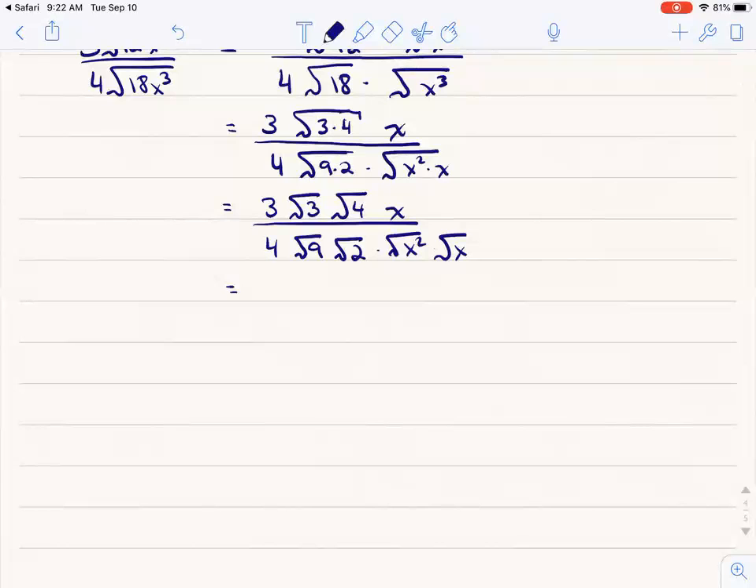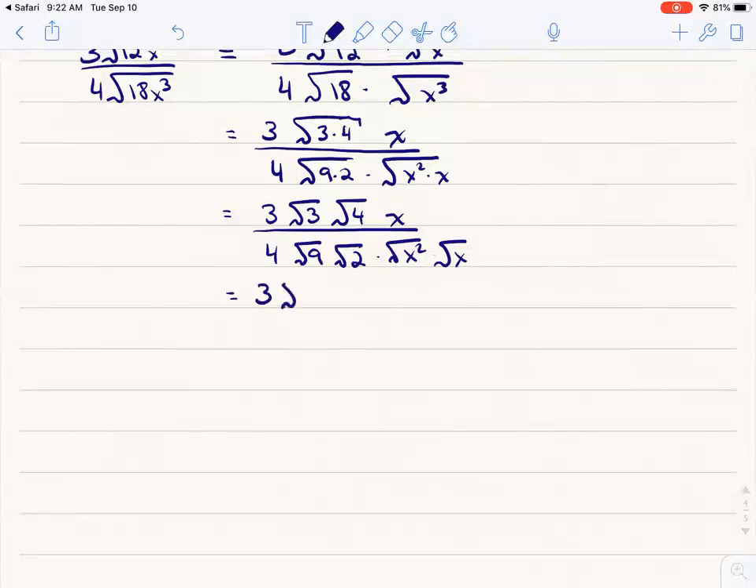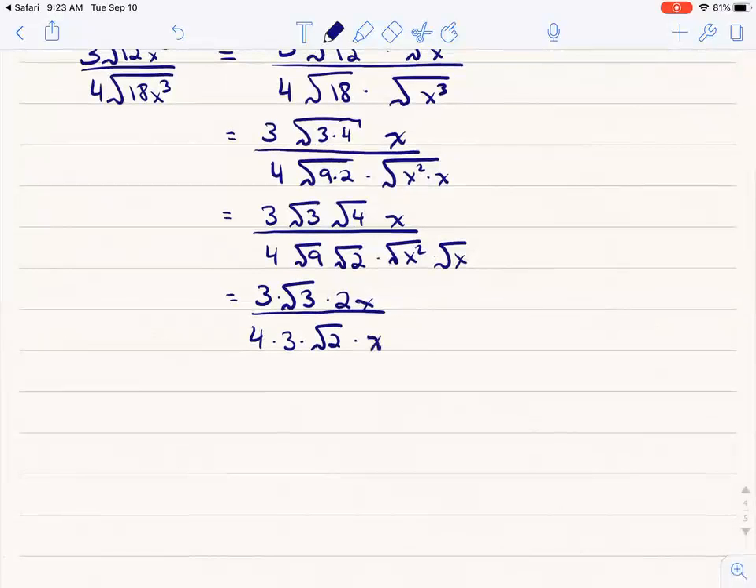All right, so we've got 3, the square root of 3. I know I can't do anything with that. My calculator will tell me so, but you also kind of know. Square root of 4, I can rewrite as 2 times x. 4 times the square root of 9 is 3. Square root of 2, I can't do anything with. Square root of x squared, I know is just x, times the square root of x.